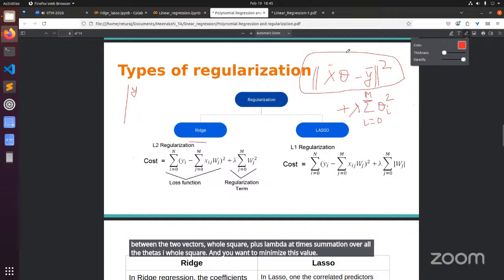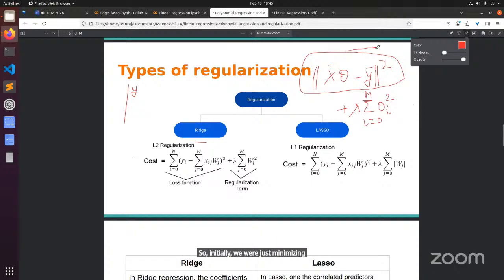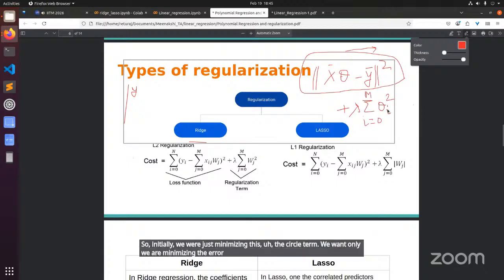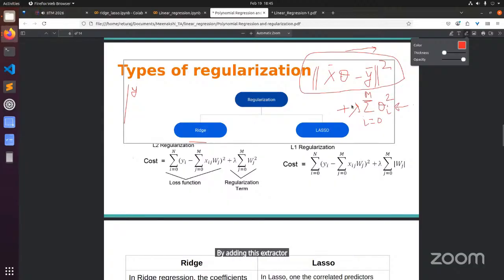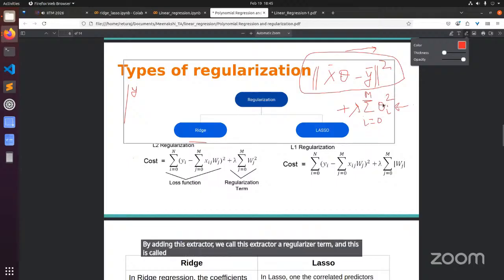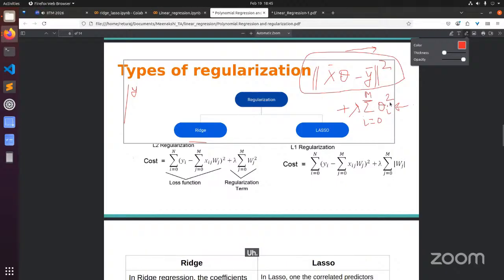So initially we were just minimizing this, the first term. We were minimizing the error between them. Now we want to also minimize this by adding this extra term. We call this extra term a regularizer term, and this is called a ridge regularizer because we are actually using theta_i's whole square, the squared regularizer.